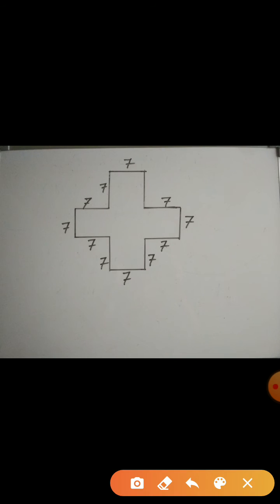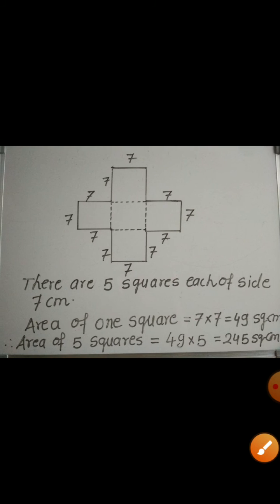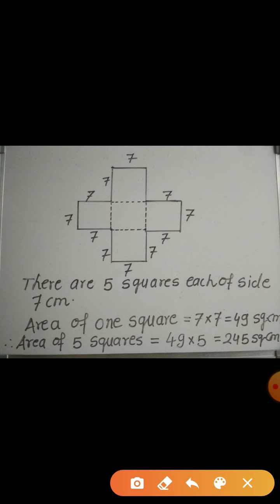Now see the second shape. Here I am going to split this shape like this. Okay. So here we will get 5 squares, each of side 7 centimeter. You can see the clear picture here. Here we are getting 5 squares, 1, 2, 3, 4 and 5, each of side 7 centimeter, right?